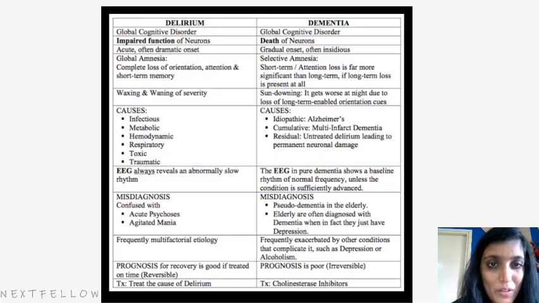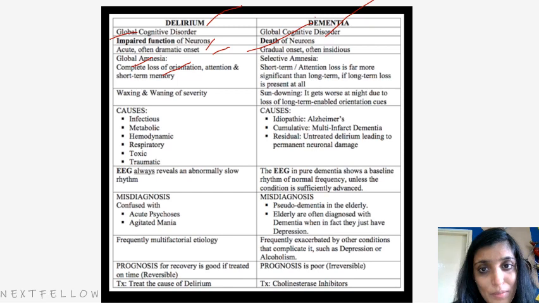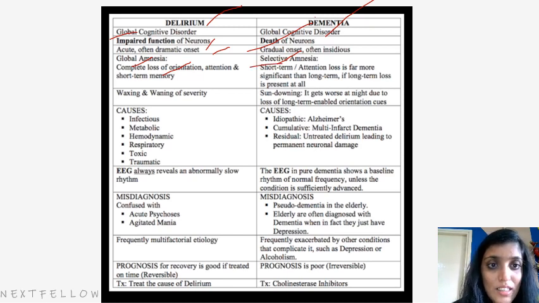Discussing another very important topic: the difference between delirium and dementia. Delirium is a global cognitive disorder, and so is dementia, right? There is impaired function of neurons in delirium, whereas there is death of neurons in dementia. Delirium is usually of acute onset; dementia is gradual onset. In delirium there is global amnesia, complete loss of orientation, attention, and short-term memory. In dementia there is selective amnesia, where attention loss is far more significant than long-term loss, if long-term loss is present at all. In delirium, a very important point is that severity is waxing and waning. Sundowning, where it gets worse at night due to the loss of orientation cues, occurs in dementia.